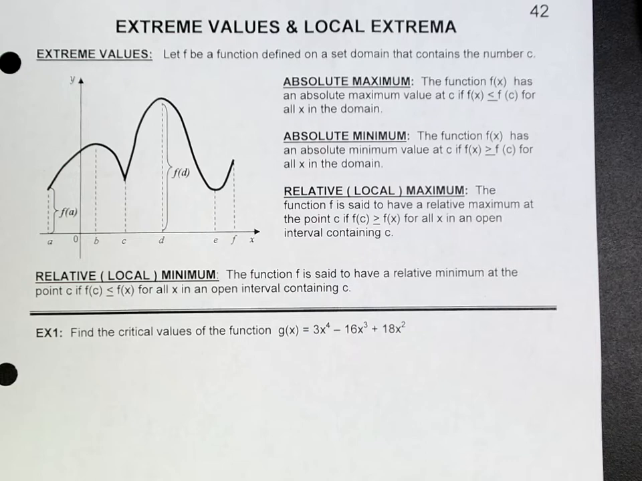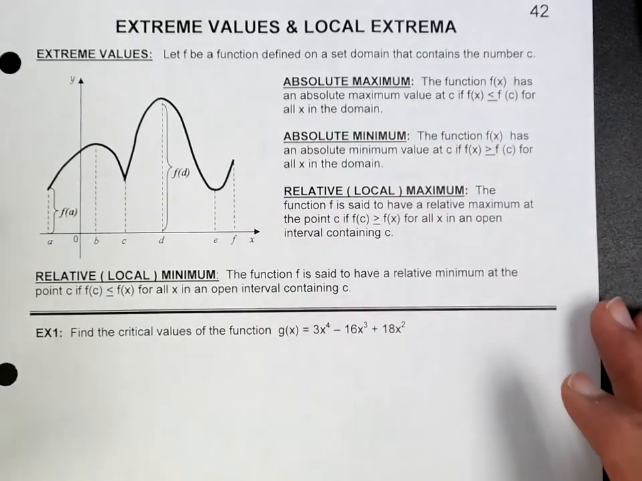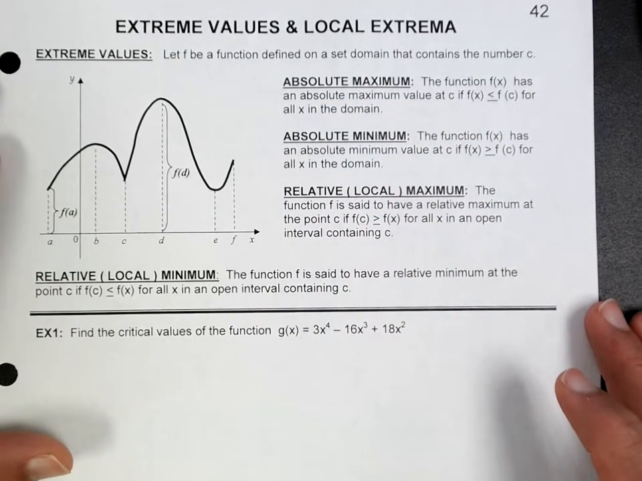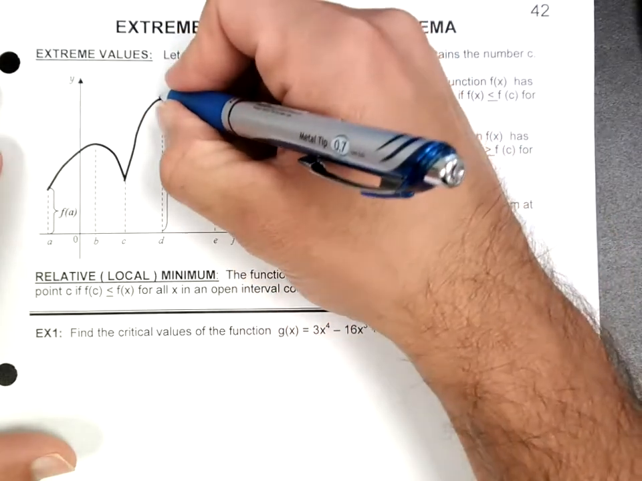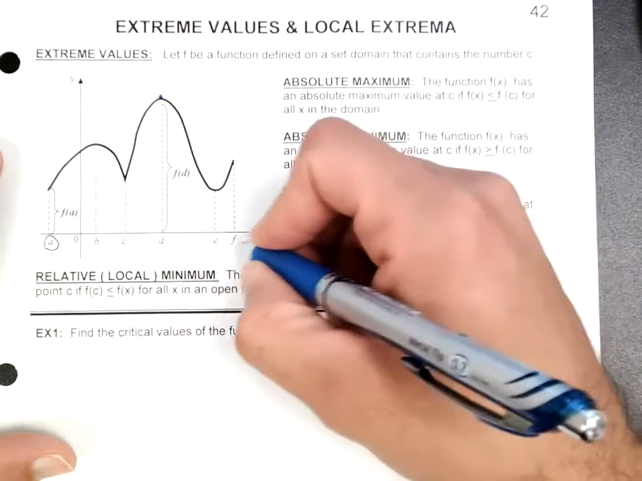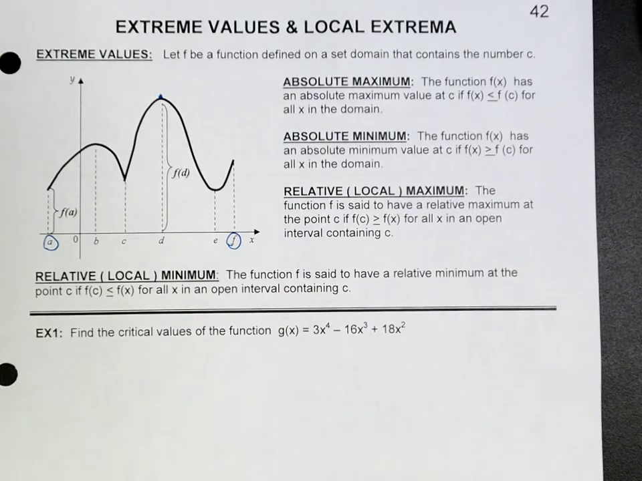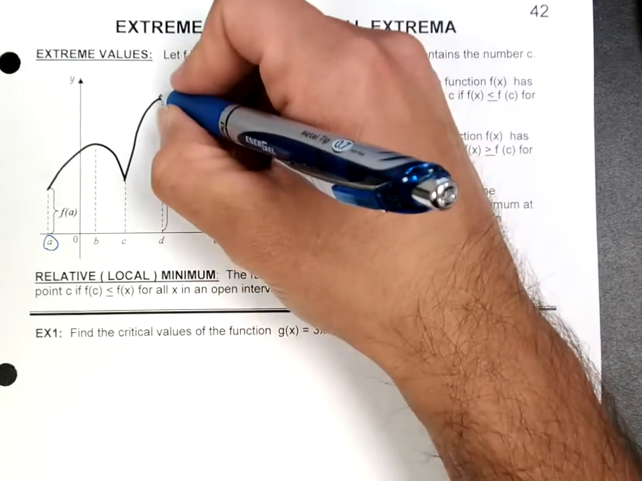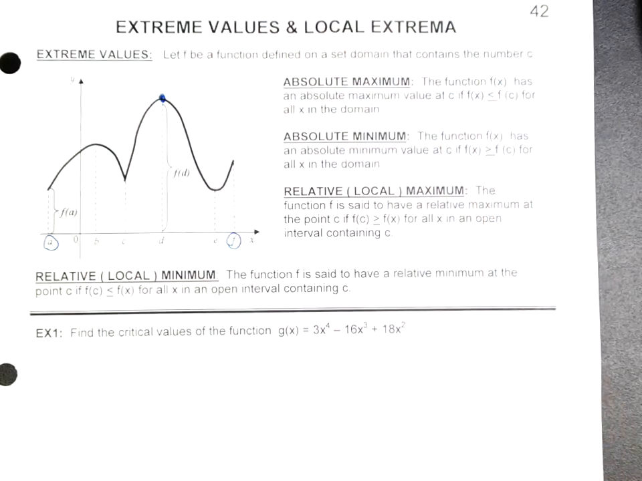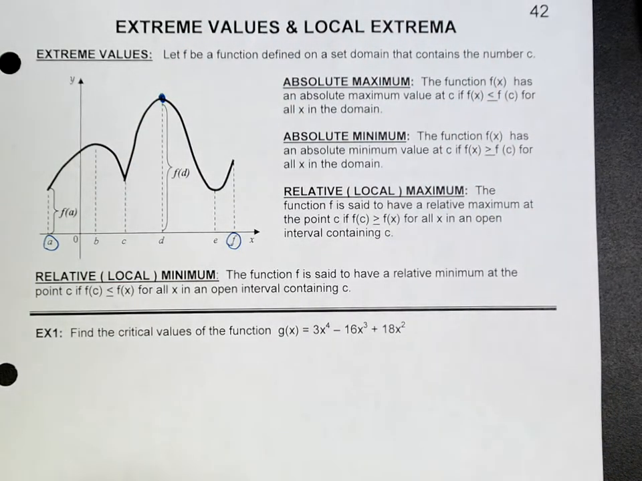Okay, this is topic 42, extreme values and local extrema. So you can read all this on your own, but basically what it amounts to, you have an absolute maximum if you have, between A and, in this case, F, right? They could have picked a different point for that, but you have an absolute maximum if that is the highest y value on that function. And you have an absolute minimum where you have the least or the smallest y value, including the endpoint.